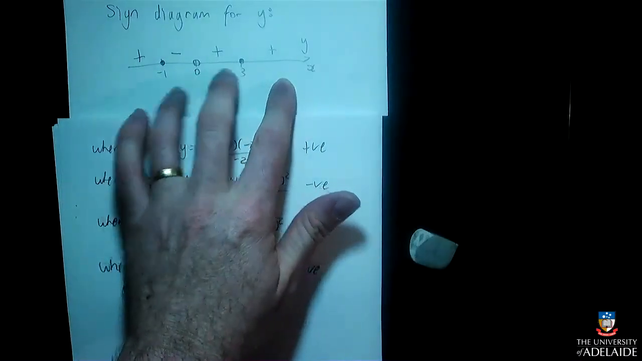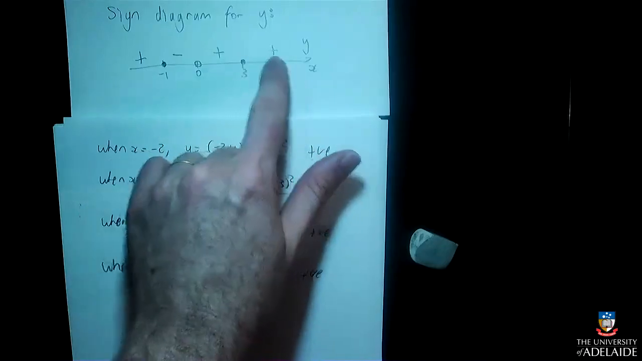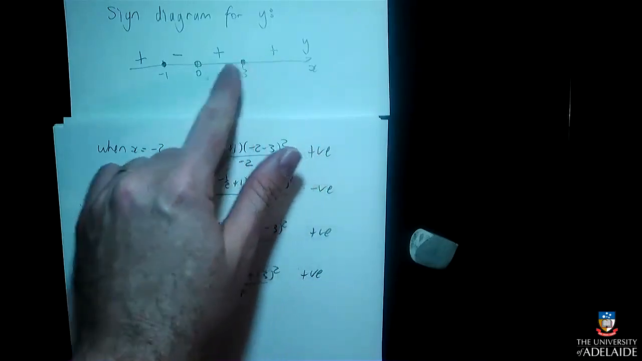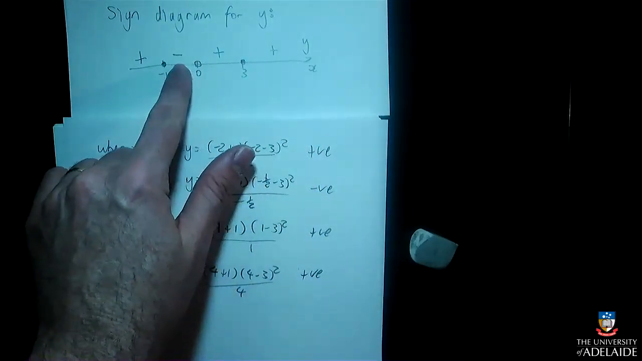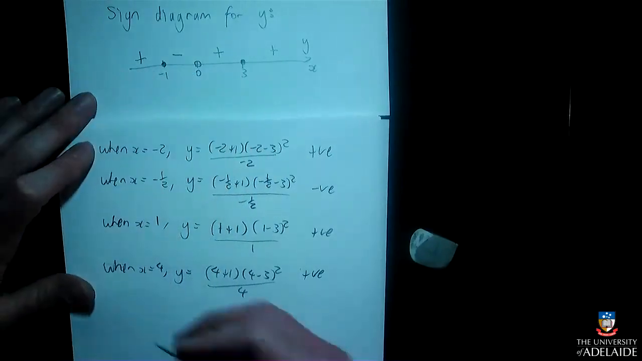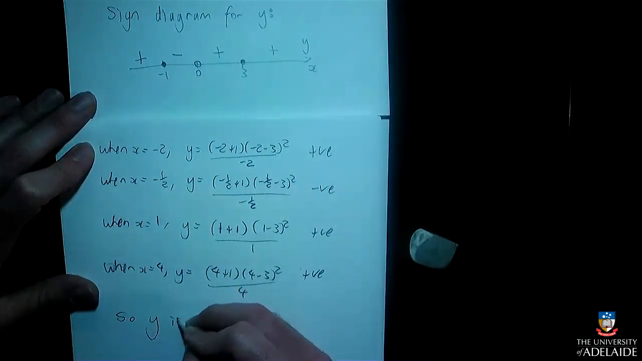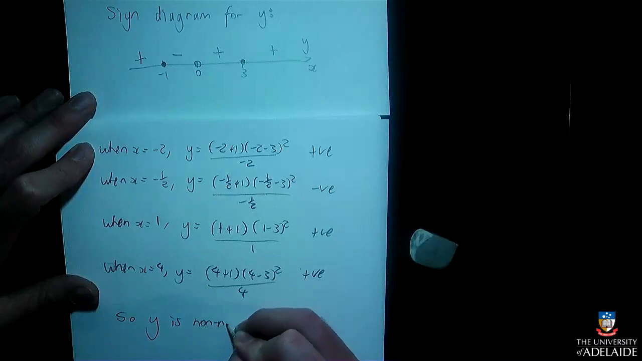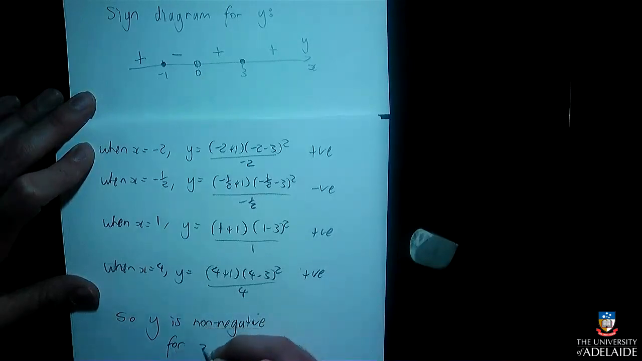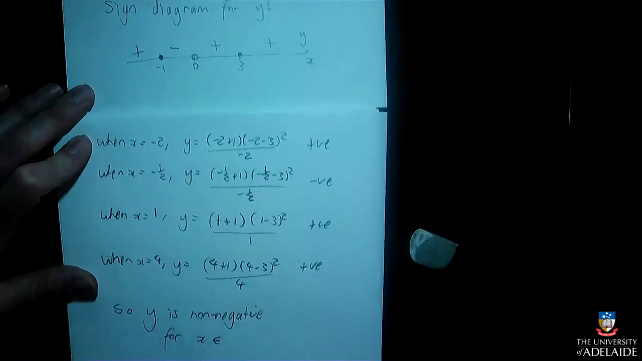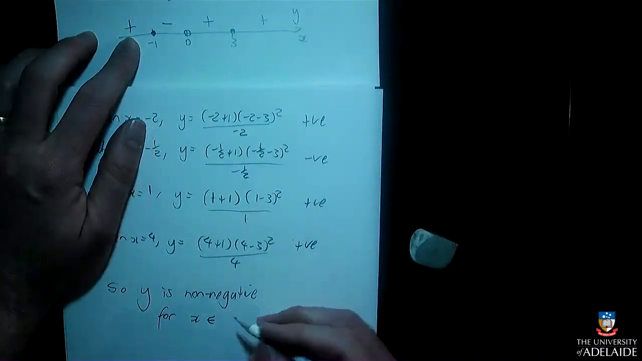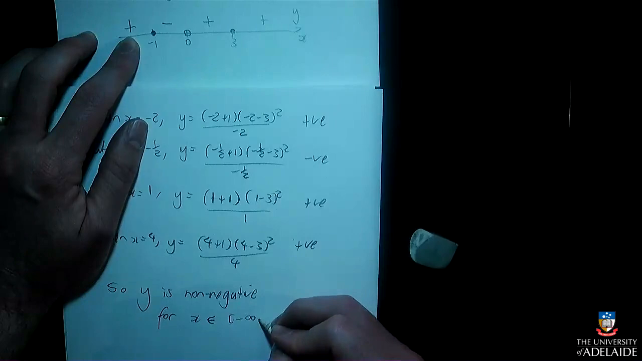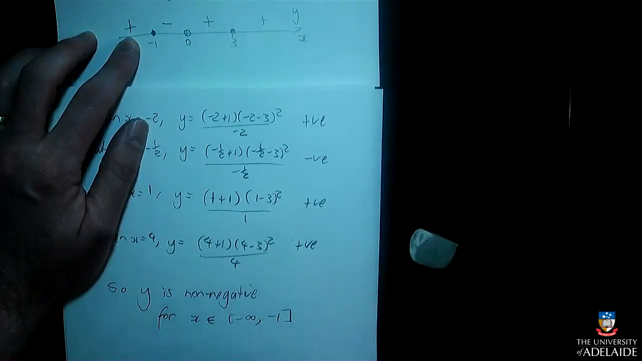For all of this, it's positive there, it's positive there, it's not negative there because it's equal to 0. It doesn't exist there, it's negative there, and it's not negative there. So y is non-negative for x in the set that goes from -infinity up to -1, and it does include -1.